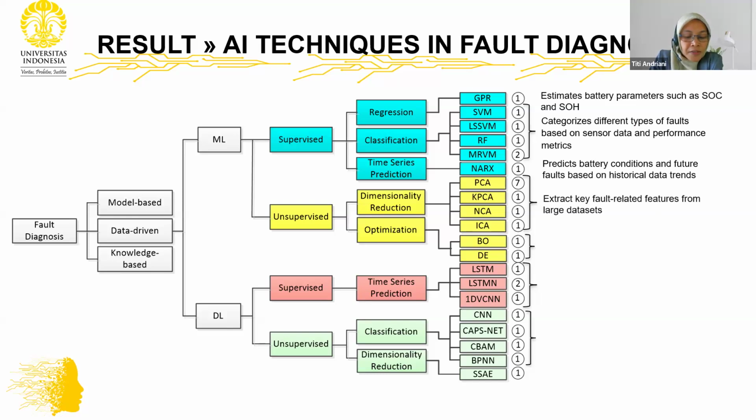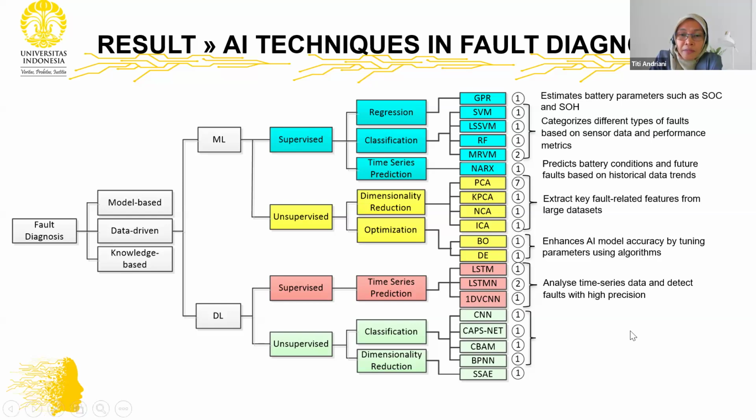Employs techniques such as PCA to efficiently process and extract key features from large datasets. Bayesian optimization to fine-tune model parameters and enhance prediction accuracy. Use advanced deep learning models, including LSTM and one-dimensional CNN, to analyze time series data and detect faults with high precision, and so on.